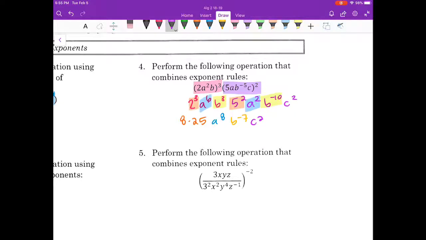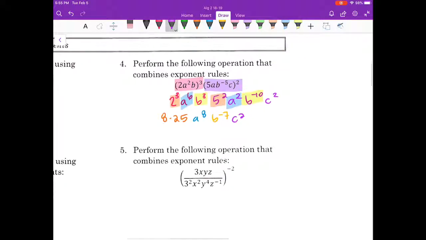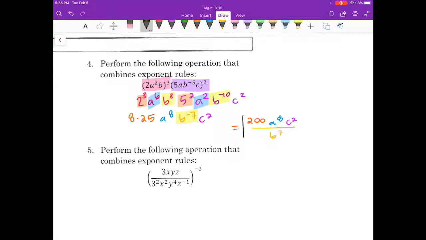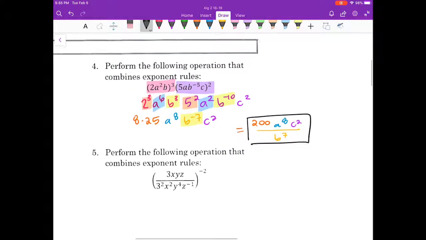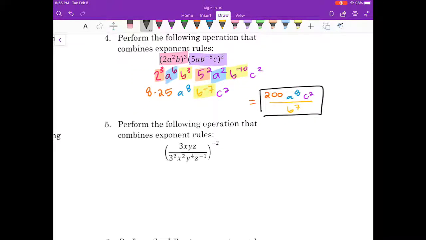Now we can take that 8 times 25. Notice we will get 200. So we have 200, a to the 8th, and c squared. Now our b to the negative 7th, we need to move our b to the positive 7th to our denominator to make our answer be in final simplified form, which can never include negative exponents.